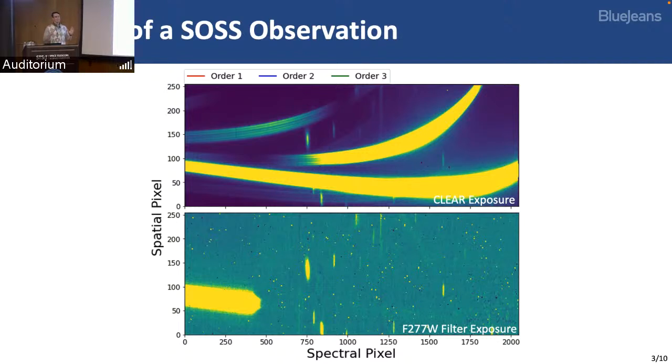What that does is really limit the wavelength range, which is about 0.6 to 2.85 or so. In the F277W, we only get wavelengths redder than around 2.6 to 2.7 microns. And I'll get to why that can be important in a second.